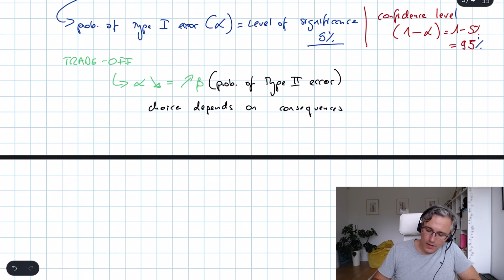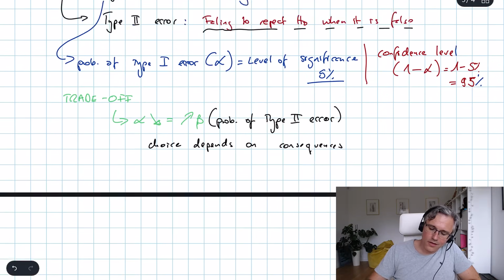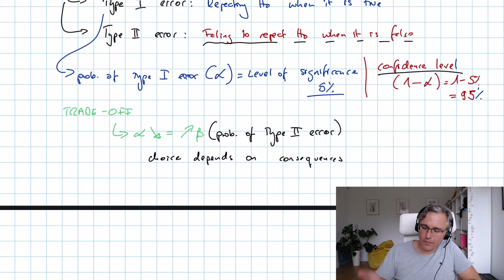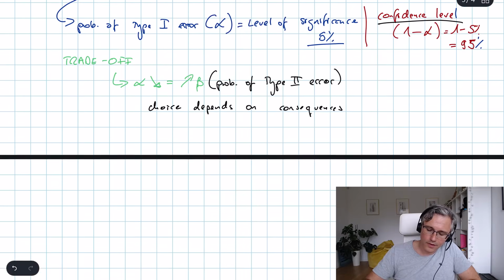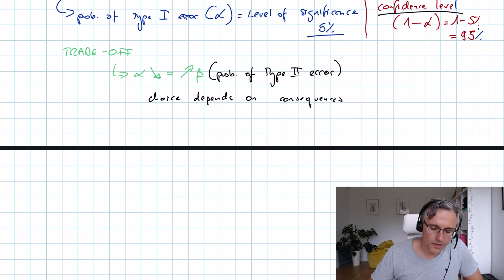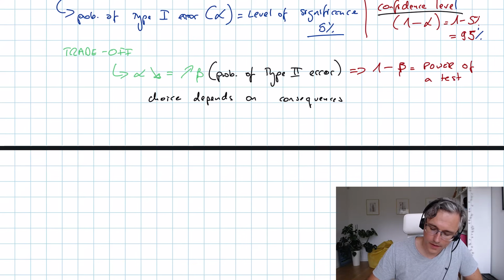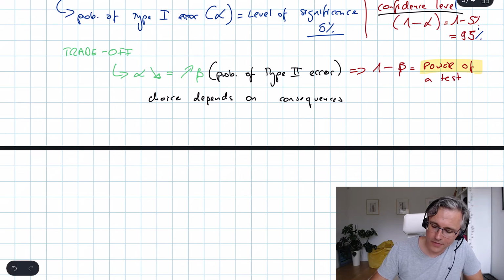Okay, and let me just say that just like we have the confidence level, which is complementary to the level of significance, with beta, we also have something that is computed as 1 minus beta, and that is the power of the test, a measure that you may also be asked about.